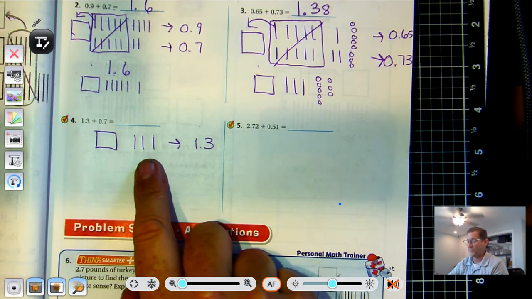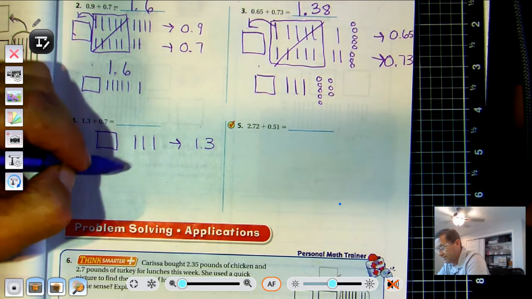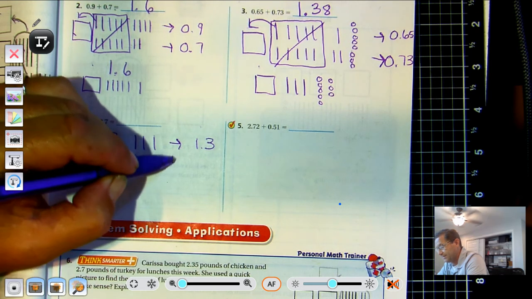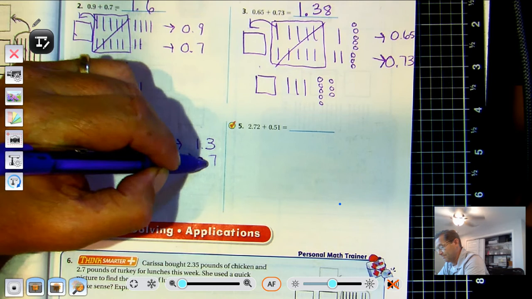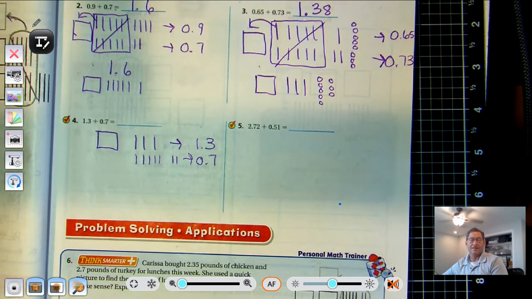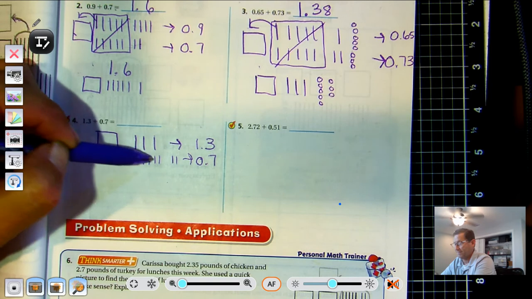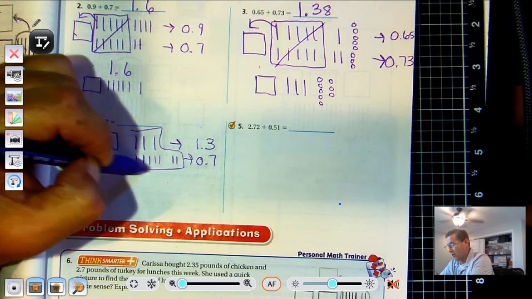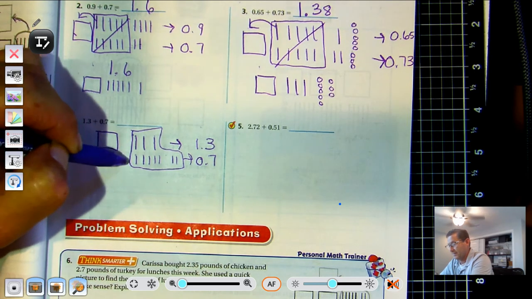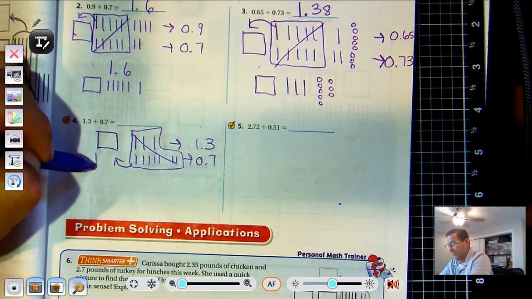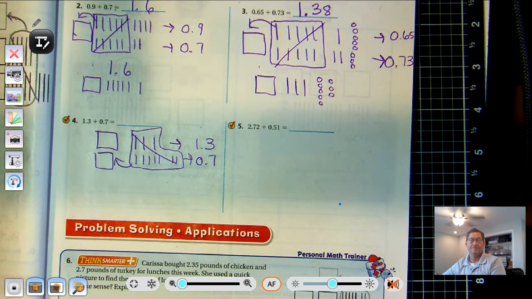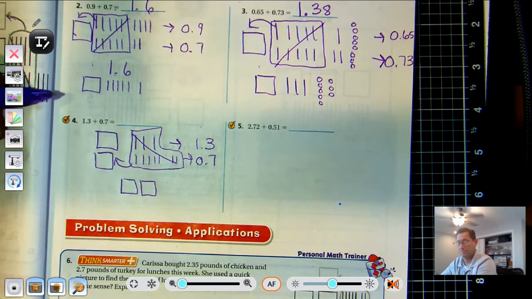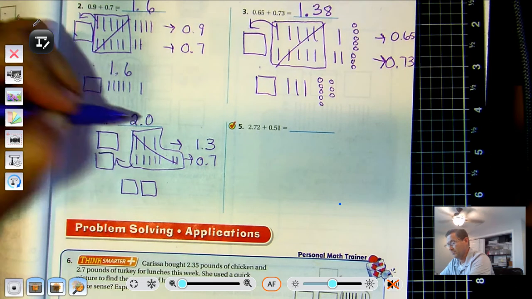All right, so we're modeling 1 and 3 tenths. And the second number is 7 tenths. 2, 3, 4, 5, 6, 7. All right, so 7 tenths. Let's add the tenths. 3, 5, that's 8, right? 5, 6, 7, 8, 9, 10. So I can take all of them and trade them for a 1. What am I left with? 2 ones. So 2.0.